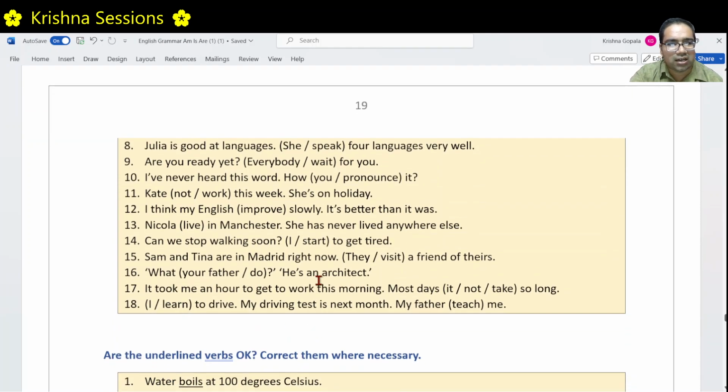It took me an hour to get to work this morning. Right. This sentence is about right now. But most days it does not take so long. It is about most days. It is not right now. He is saying in general. Most days means it is a statement which is in general. So it should be most days it does not take so long.